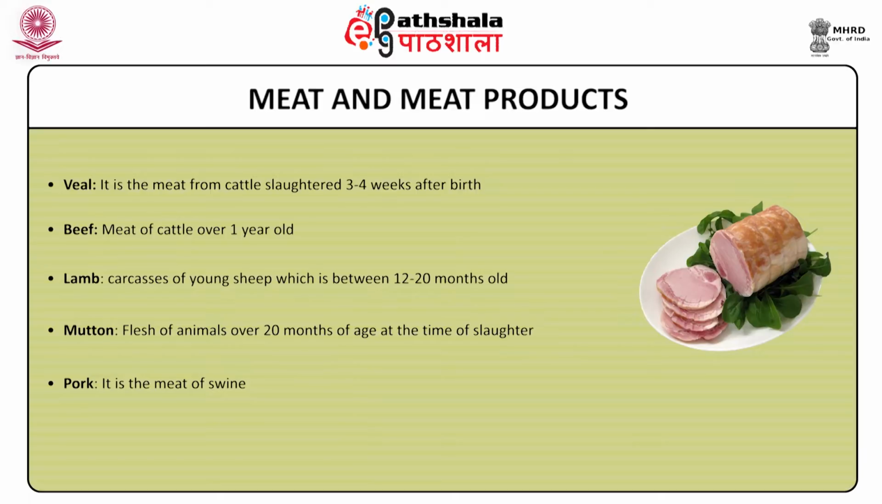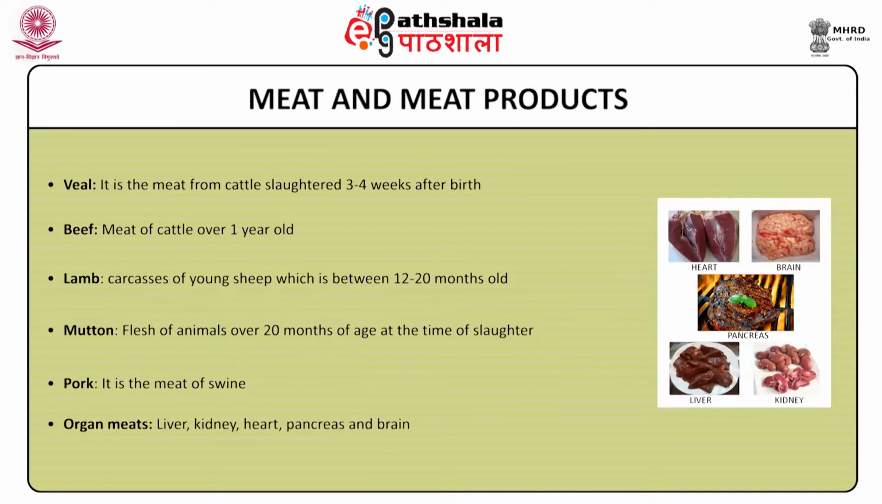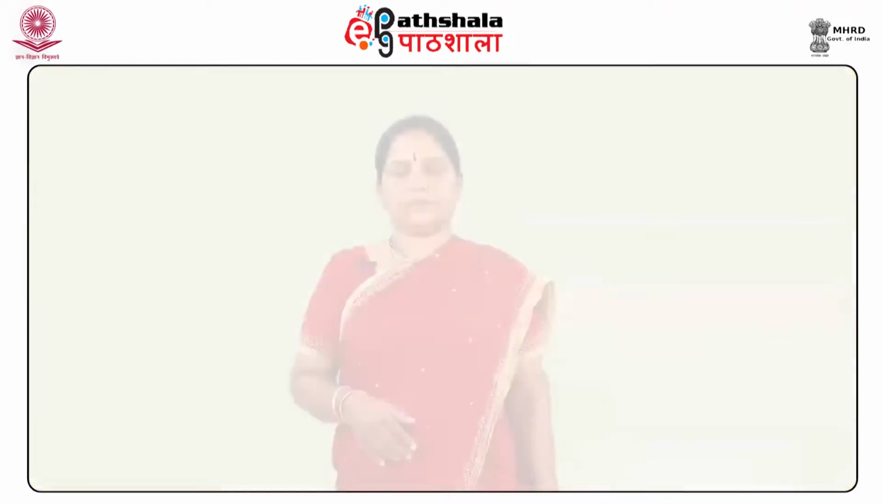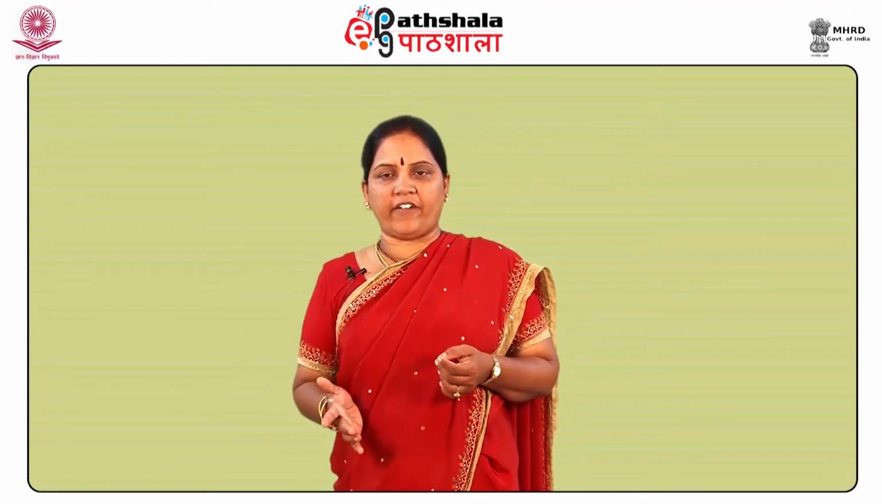Pork, it is the meat of swine. And organ meats such as liver, kidney, heart, pancreas and brain. The tenderness of the meat depends on the age and feeding of the animal. The flavor of meat is determined by various factors such as feeding, age, sex and maturity. The older the flesh, the greater the flavor in most cases. Young flesh is not so highly flavored but sweeter and more tender.